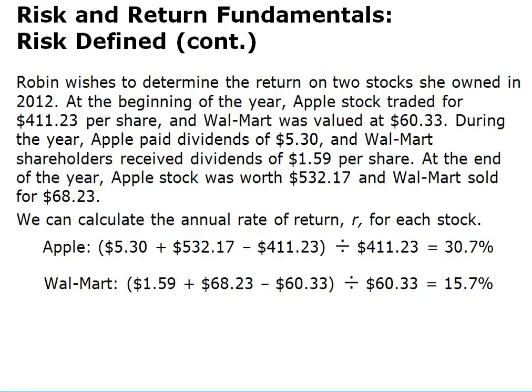Robin wishes to determine the return of two stocks she owned in 2012. At the beginning of the year, Apple stock traded for $411 per share, and Walmart had a value of $60 per share. During the year, Apple paid dividends of $5.30, and Walmart paid dividends of $1.59. At the end of the year, Apple stock was $5.32, and Walmart sold at $68.23.